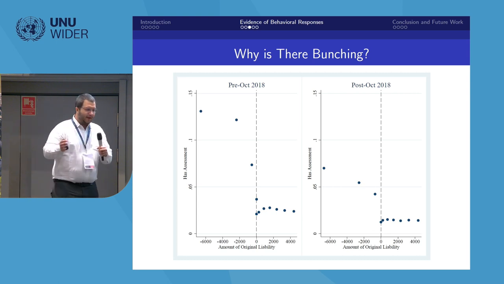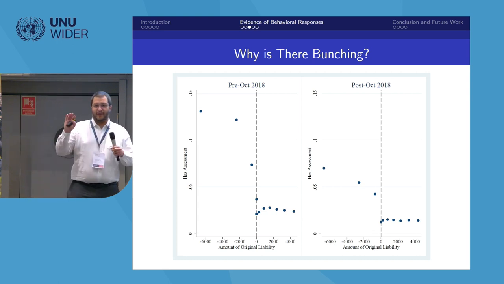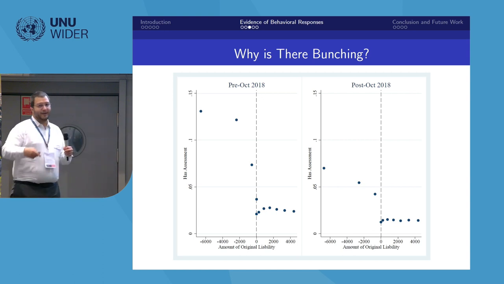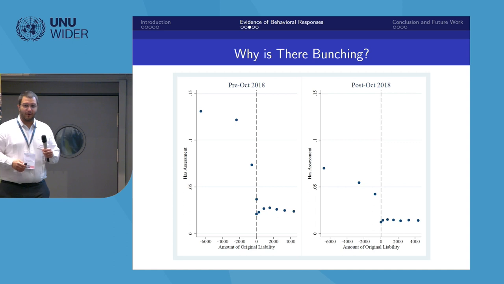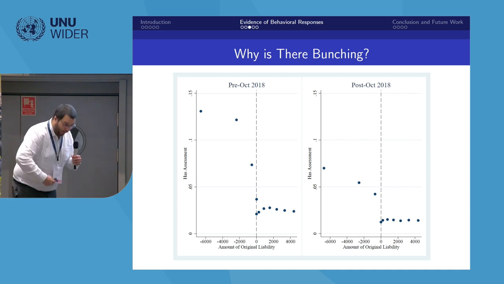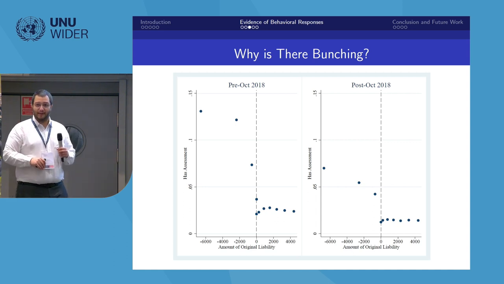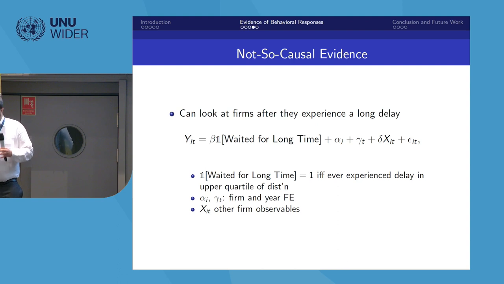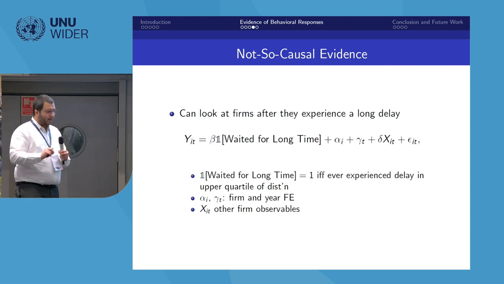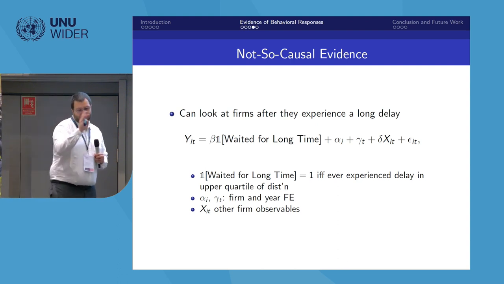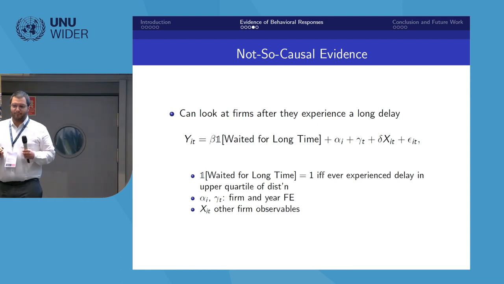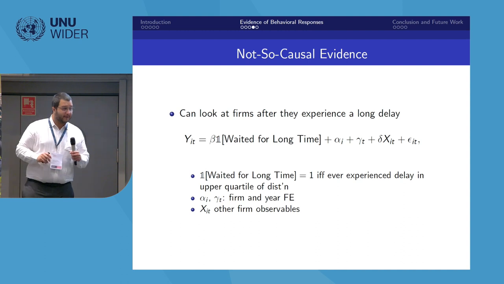Of course, there's selection going on. It's not random who falls on which side of zero, but given the bunching graphs, you might all the more expect that the same firm would expect higher audit probability if it crosses the zero threshold. So we're currently working on a cleaner causal identification, but what we have today to show you is mostly motivational, mostly correlational evidence.